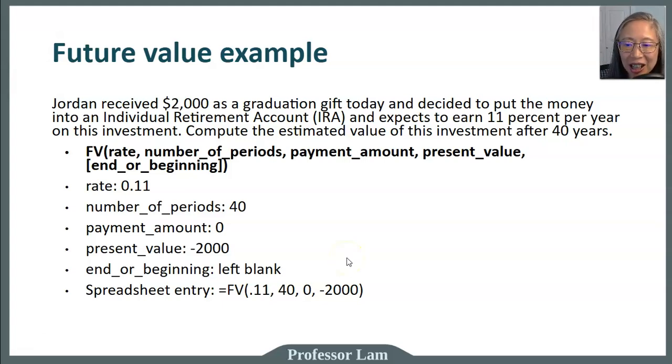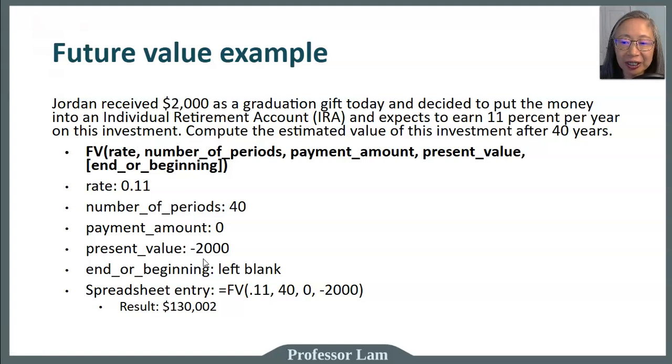Welcome back. Did you get $130,002? Congratulations, you just did your first future value calculation. You may wonder why we put in minus 2,000. We put in minus 2,000 because we assume we're taking $2,000 out of our pocket and putting it into the bank. And then in 40 years, we can take $130,000 back out from the bank.